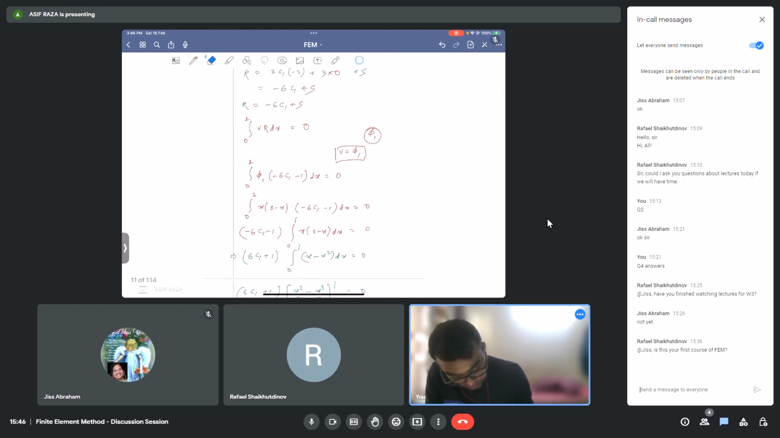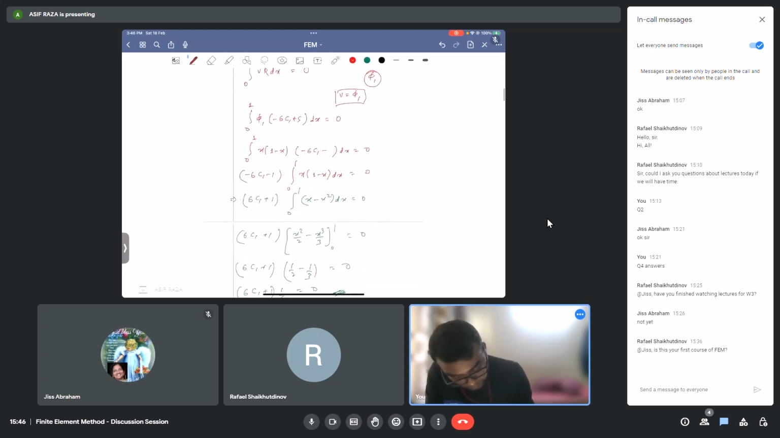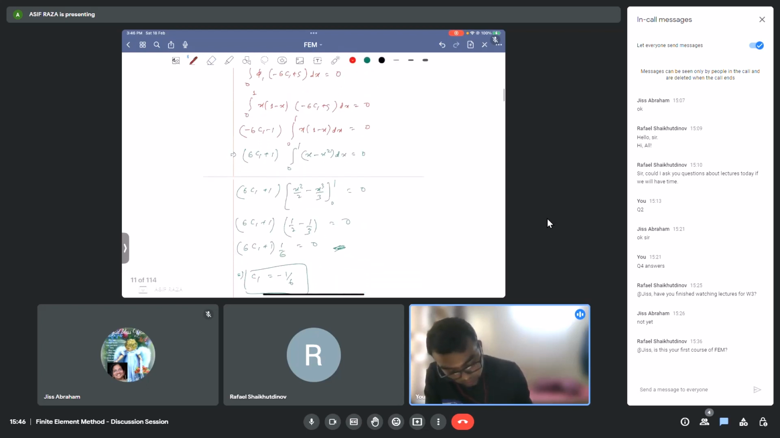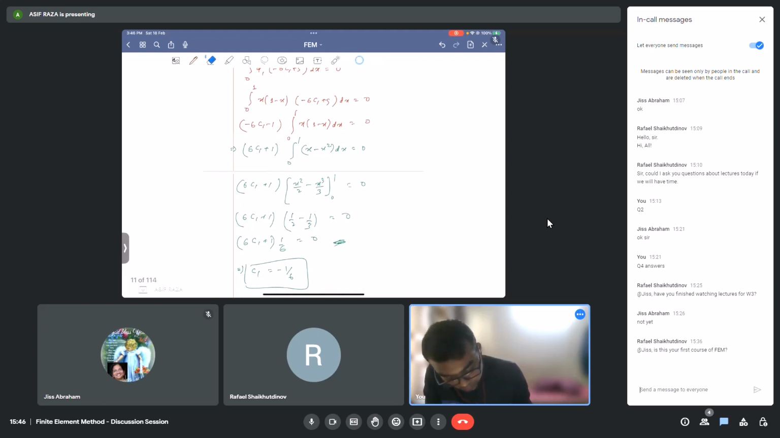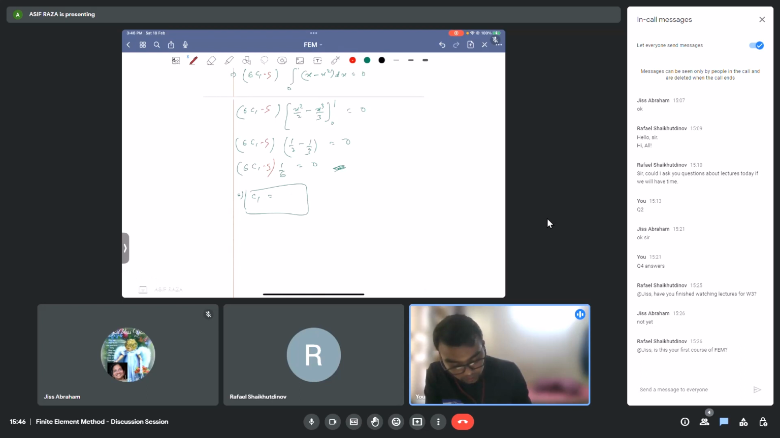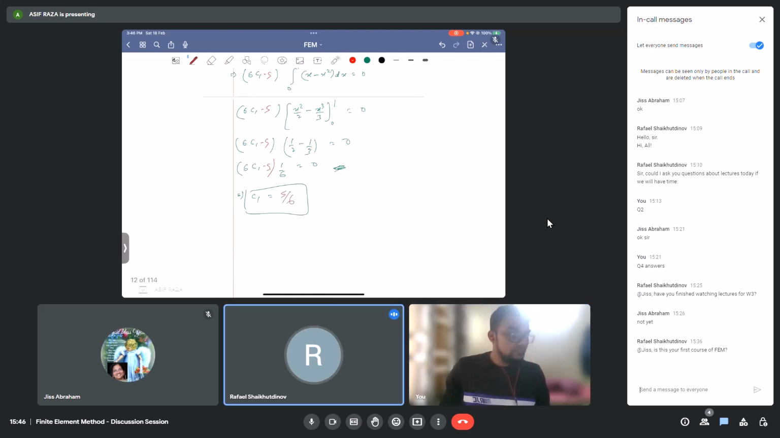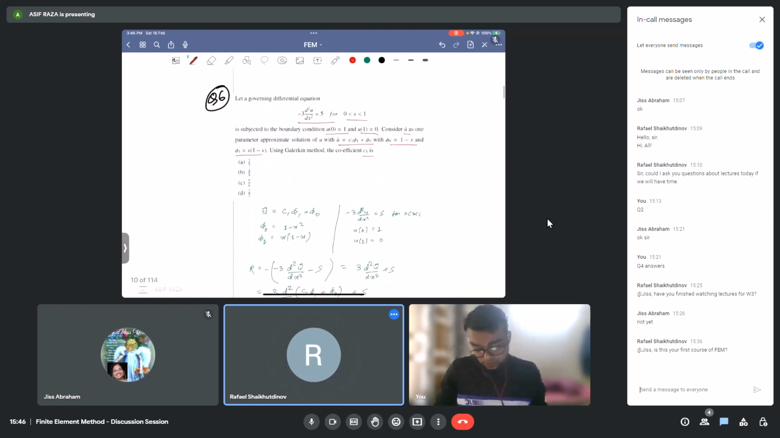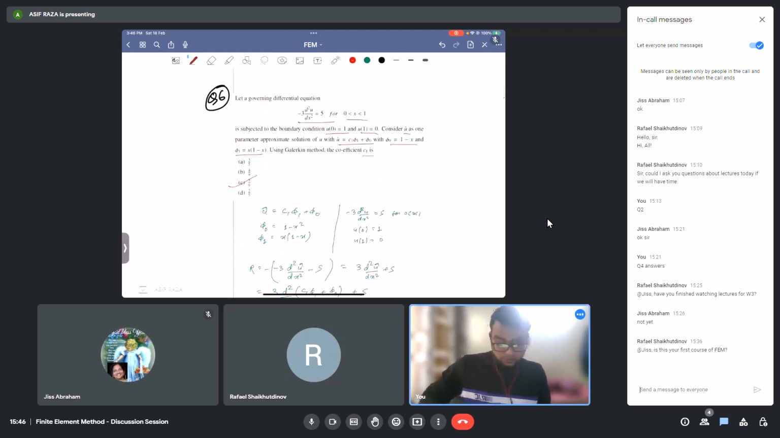So that's why, if you write it as plus 5 plus 5, even if we solve this part, plus 5, here it will be minus 5, minus 5, minus 5. So this gives me C1 equal to 5 by 6. Okay, I hope that is rectified and the correct answer is 5 by 6.